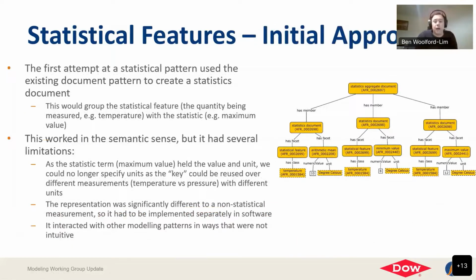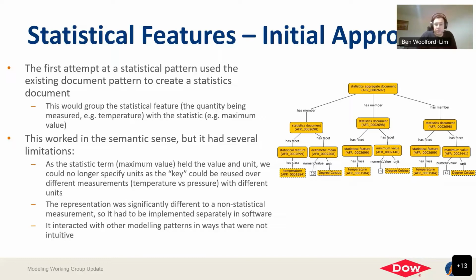So in a first pass approach earlier in the year, we attempted to reuse our existing document pattern to create a statistics document. That was intended to basically collect up the statistical feature, which is the thing we were measuring, the quality, temperature, pressure, along with the statistic concept, the maximum value, the minimum value. So for the first pass, this worked in a semantic sense, but we found on the implementation side that it had quite a few limitations.